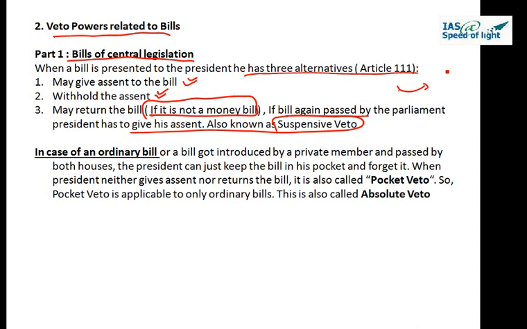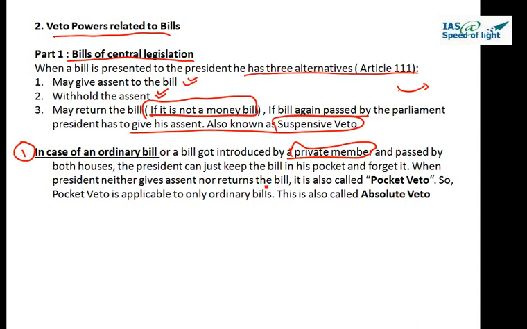So there is no question for the president now to withhold his assent. Now there are different types of bills. The first are the ordinary bills. Ordinary bills are the bills which are introduced by a private member of the parliament, that is, members who are not ministers.